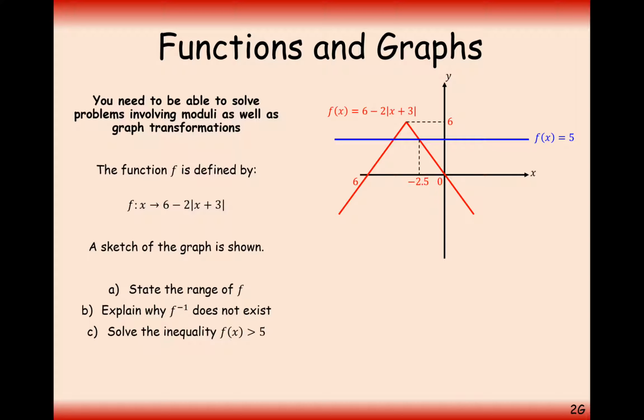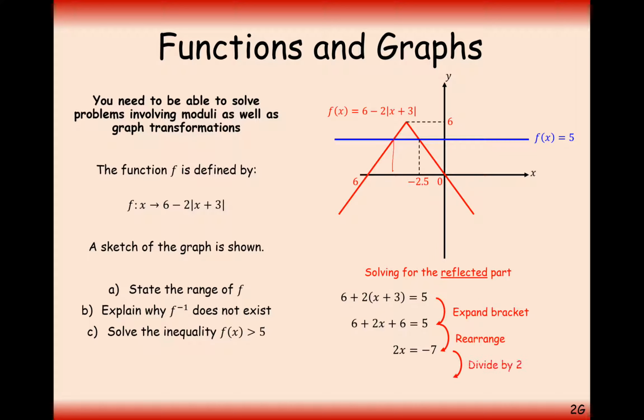Now for the reflected part of the graph, that's this part here and this solution here, we're going to need to have the modulus brackets replaced by a negative modulus pair of brackets. So in this case here, it was a negative and now it's turned into a positive. So effectively we've had a double negative happen there. Rearrange this equation, and we get x equals minus 3.5. So minus 3.5 is our solution here.